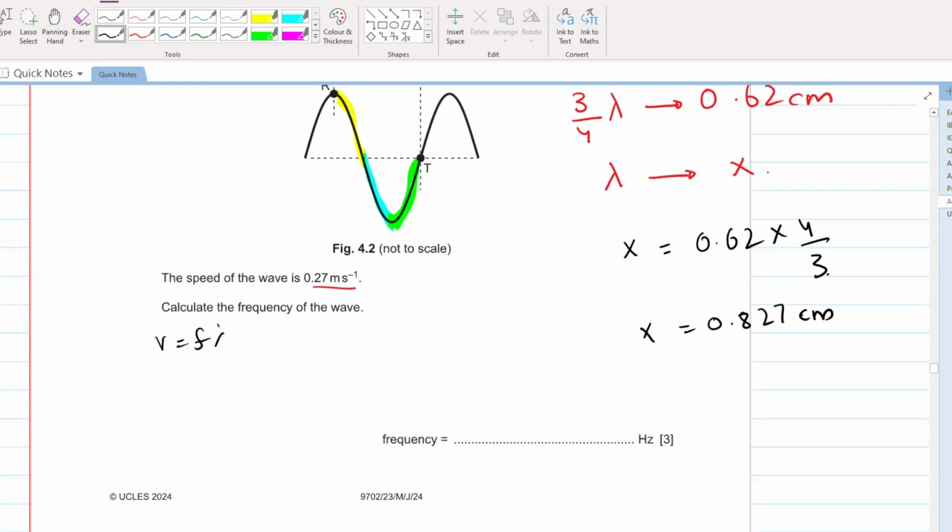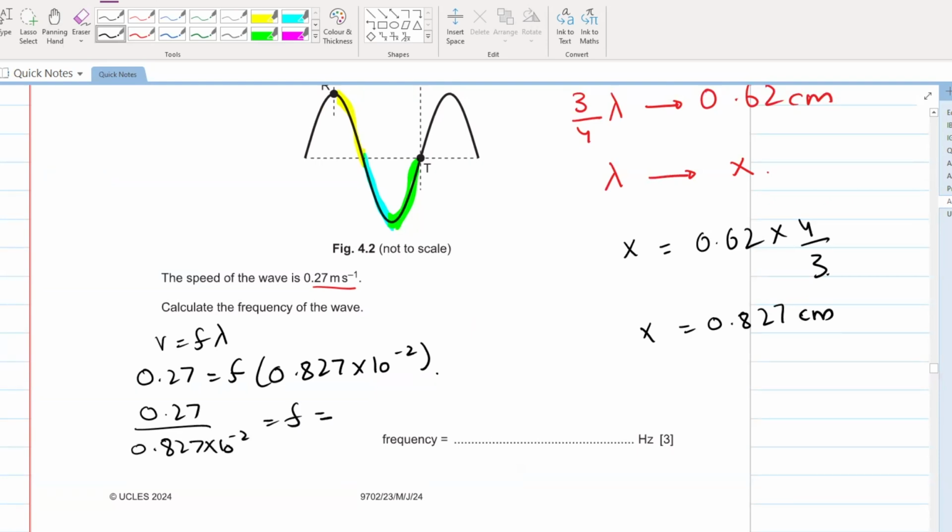V is equal to f lambda. V is 0.27. Now, how will you put your lambda? You cannot put it in centimeters. 0.827 into 10 raised to the power of minus 2 to convert it into meters. 0.27 divided by 0.827 into 10 raised to the power of minus 2. What does your frequency come out to be? बेटा frequency क्या आ जाती है? Frequency comes out to be 33 hertz. Simple as that, nothing complicated here.